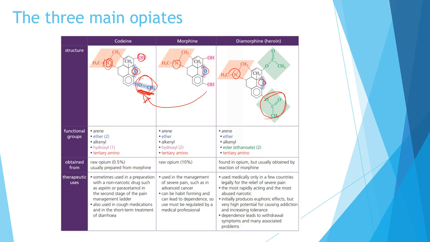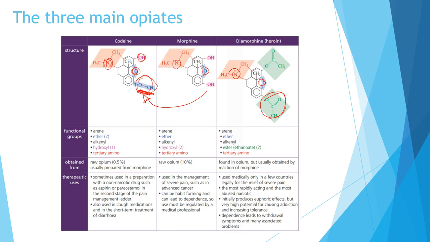Morphine is typically used in severe pain and advanced cancer where we have chronic pain situations. This is largely because it needs to be monitored. It can be habit forming, okay, that being that it has addictive properties, leading to dependence, and needs to be regulated by a medical professional because of the risk of dependence.